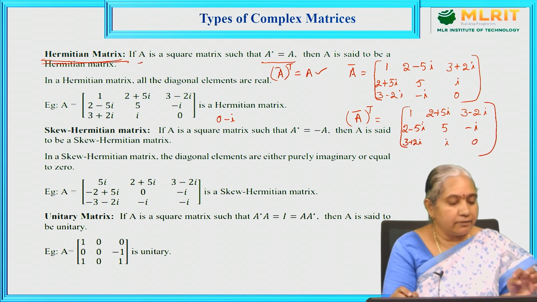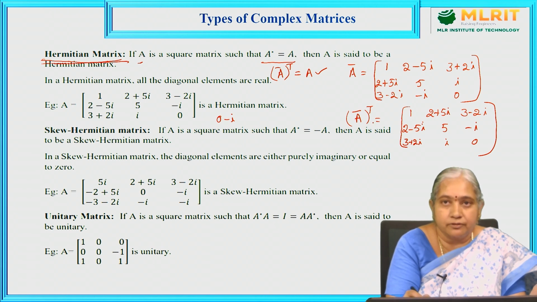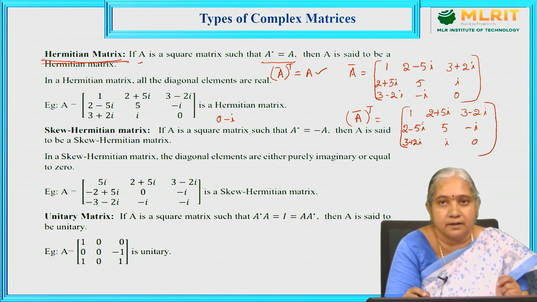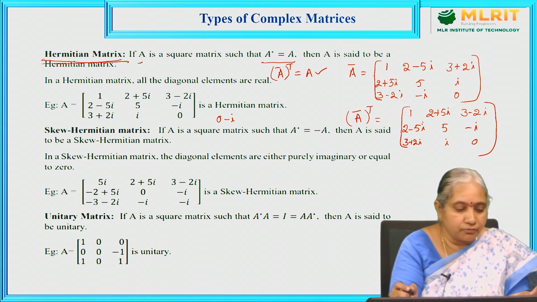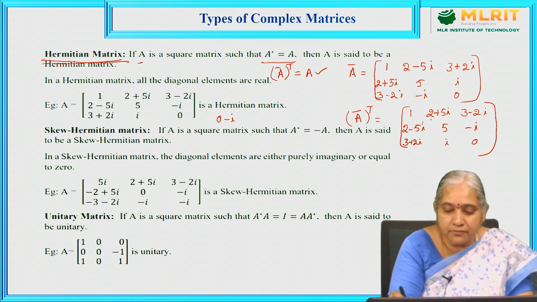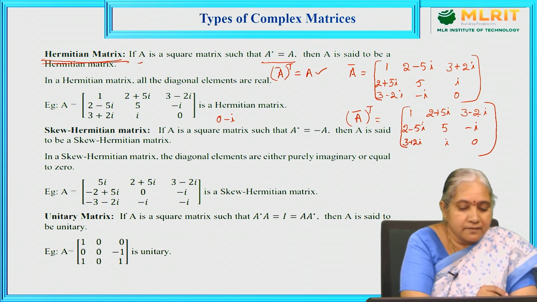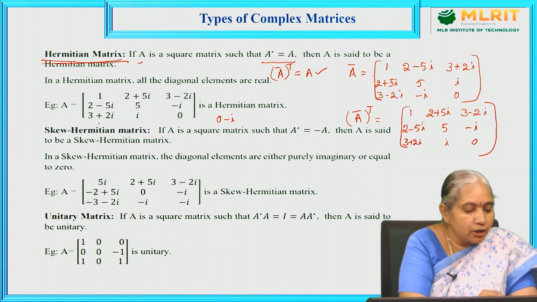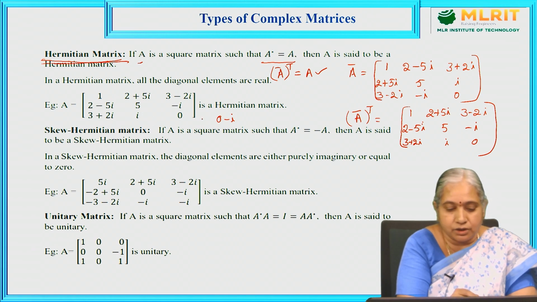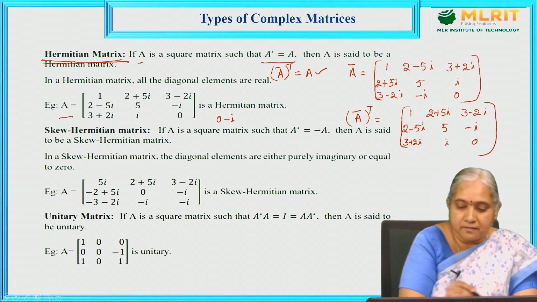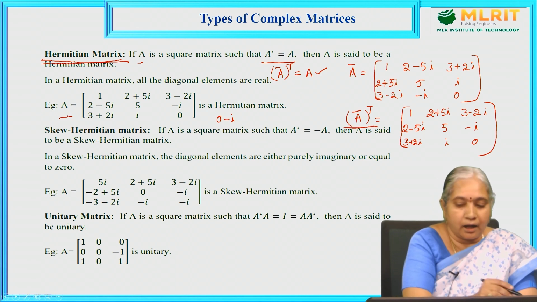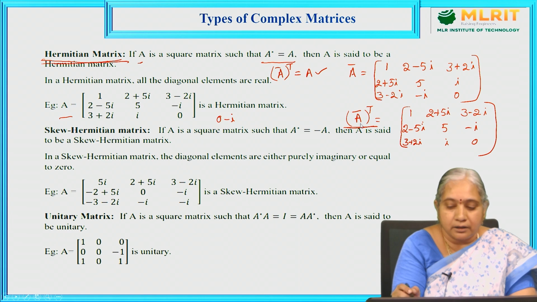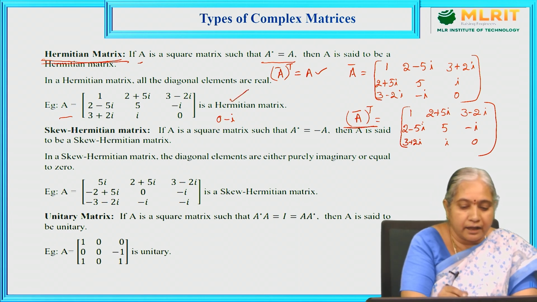Now, observe the given matrix and the conjugate transpose of the matrix. If these two matrices are equal, then we can say that the given matrix A is a Hermitian matrix. The first row elements are 1, 2 plus 5i, 3 minus 2i. Second row elements are 2 minus 5i, 5 minus i. And third row elements are 3 plus 2i, i, 0. So both the matrices are the same: A and the transpose of A conjugate are equal. Therefore, the given matrix A is a Hermitian matrix.